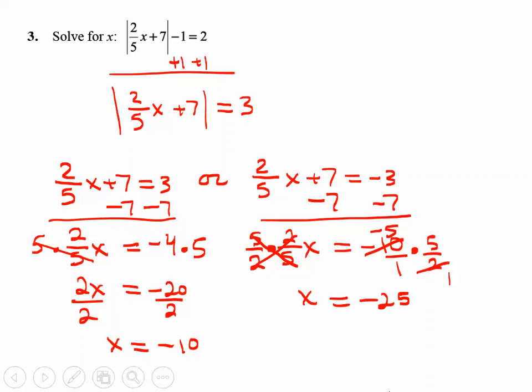All right, state your answer in set notation and you'll be done. So I should have braces, -10, -25. It doesn't matter what order as long as you have both answers. And again, very quick lecture. I'm really just giving you one of each type really quick. This one was the fact that the absolute value was not by itself on one side. We had to move things over to make it, and then we could split them off.